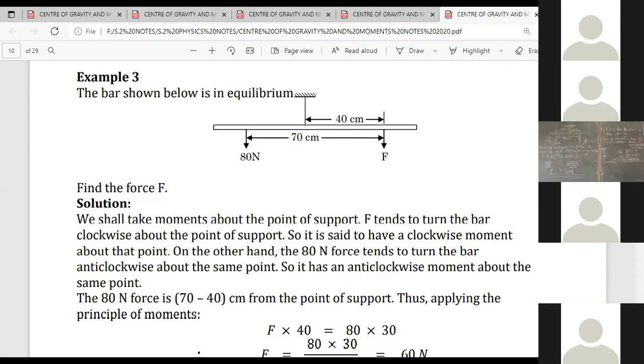We have forces acting downwards. How many forces were there? Can you look at the arrows pointing down, girls? Which arrows have forces pointing down? 80 and F.